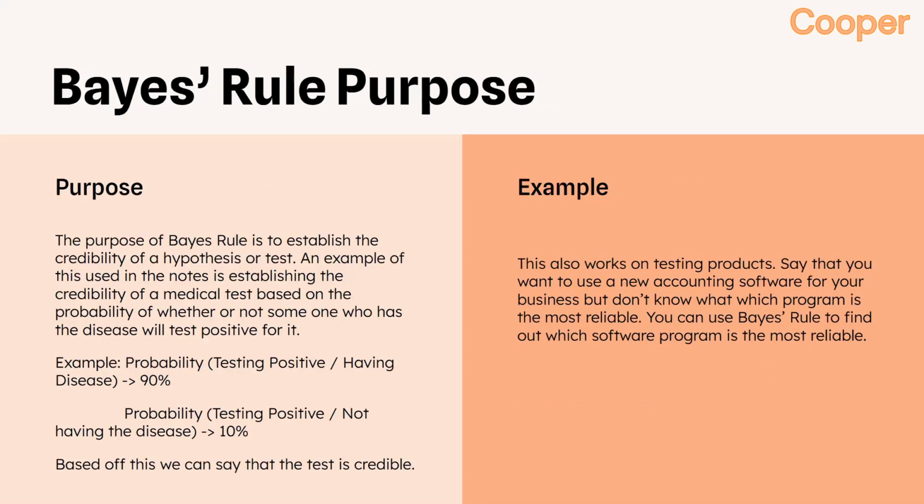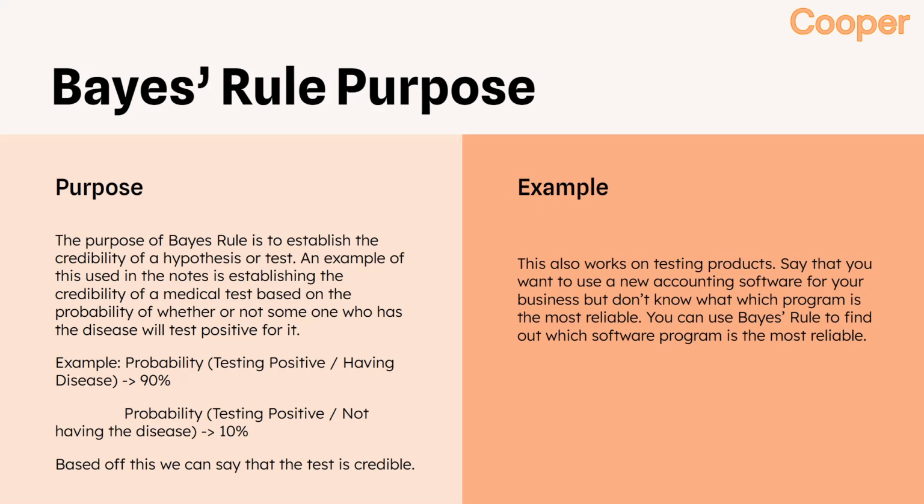The purpose of Bayes' rule is to establish the credibility of a hypothesis or test. An example used in the notes is establishing the credibility of a medical test, based on the probability of whether someone who has the disease will test positive for it. Example: the probability of testing positive and having the disease is 90%, and the probability of testing positive and not having the disease is 10%. Based on this, we can say that the test is credible and that you're probably going to get an accurate reading when you use it.